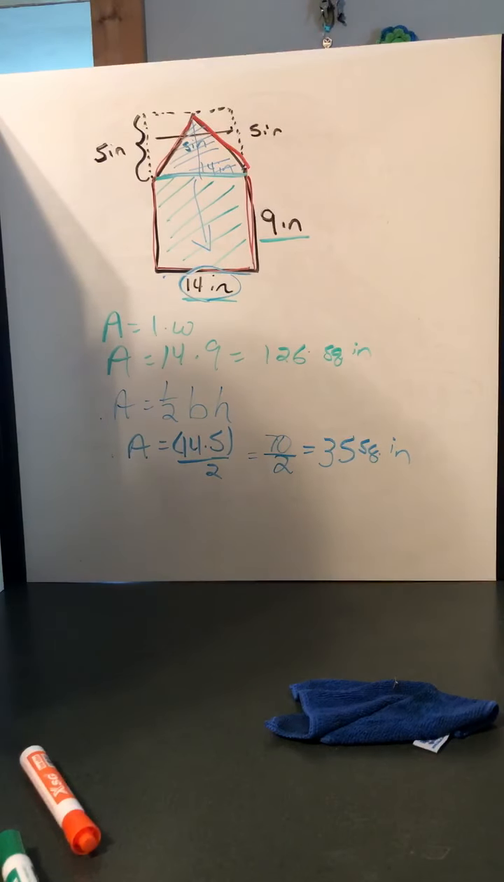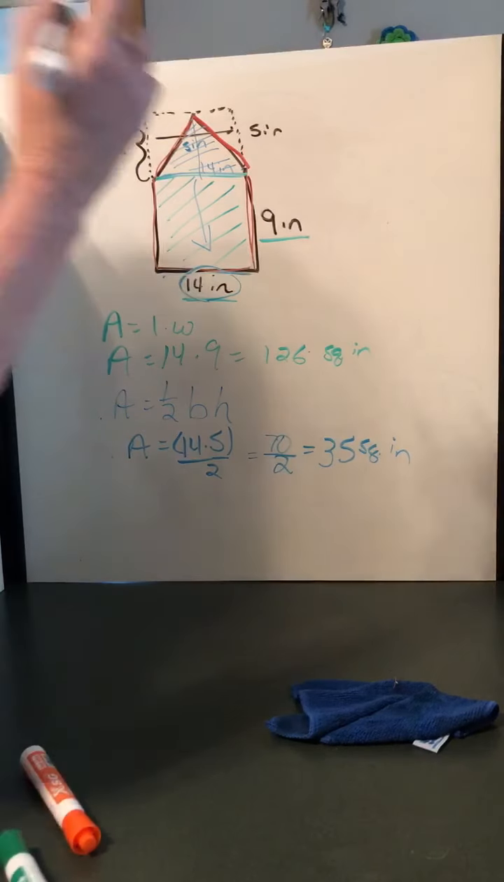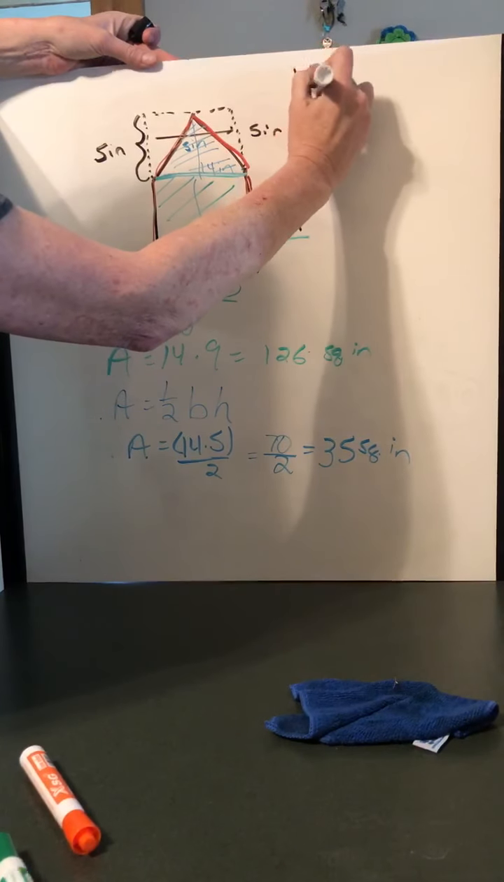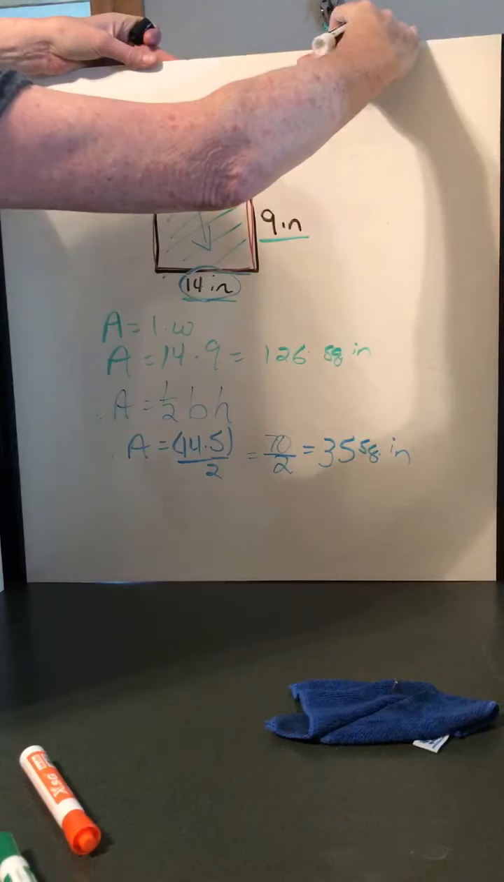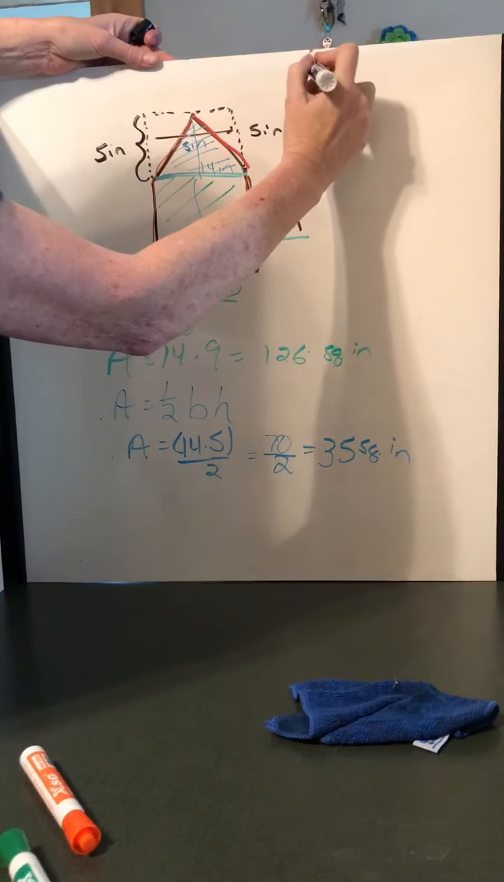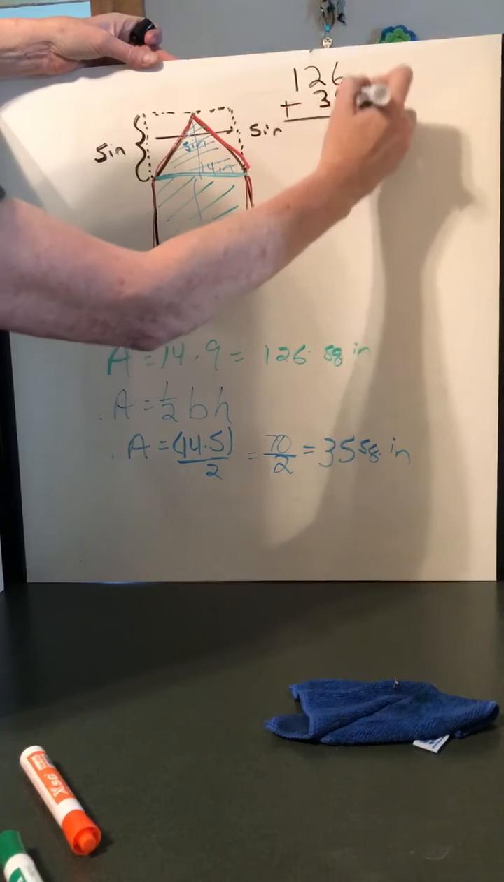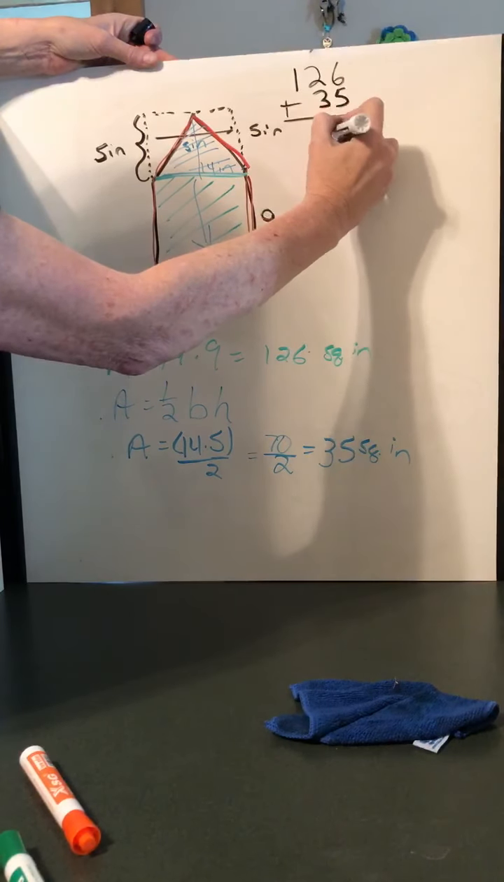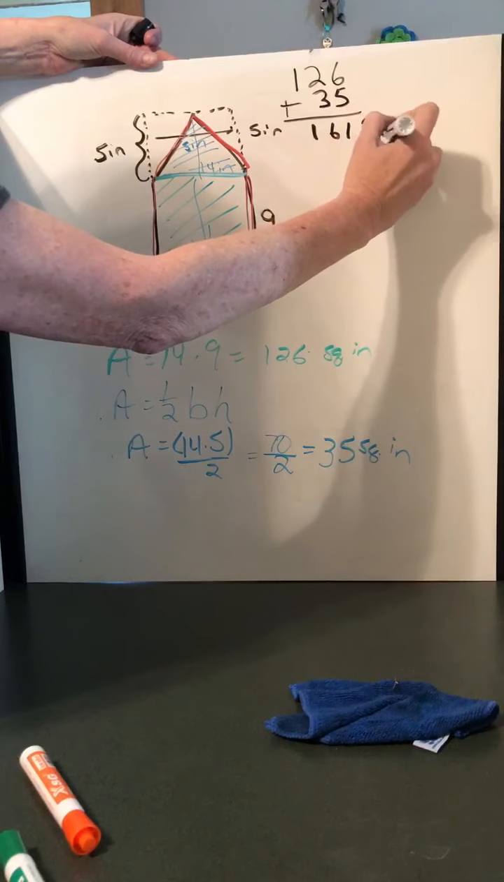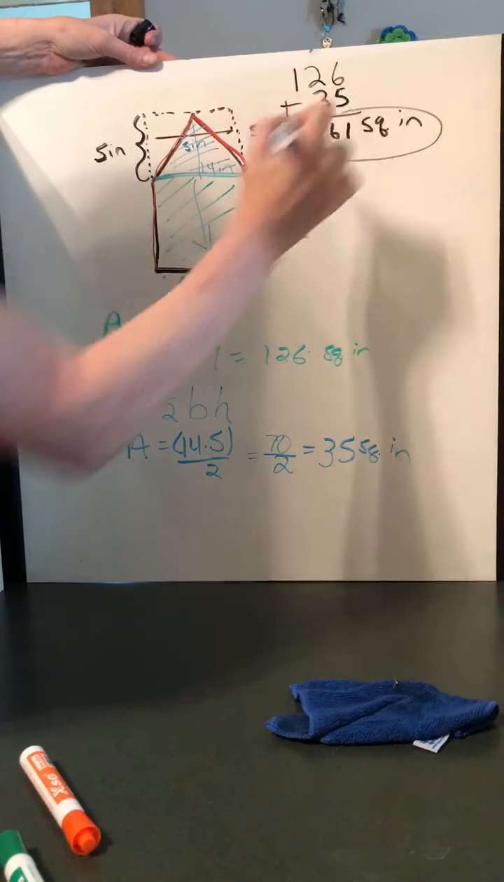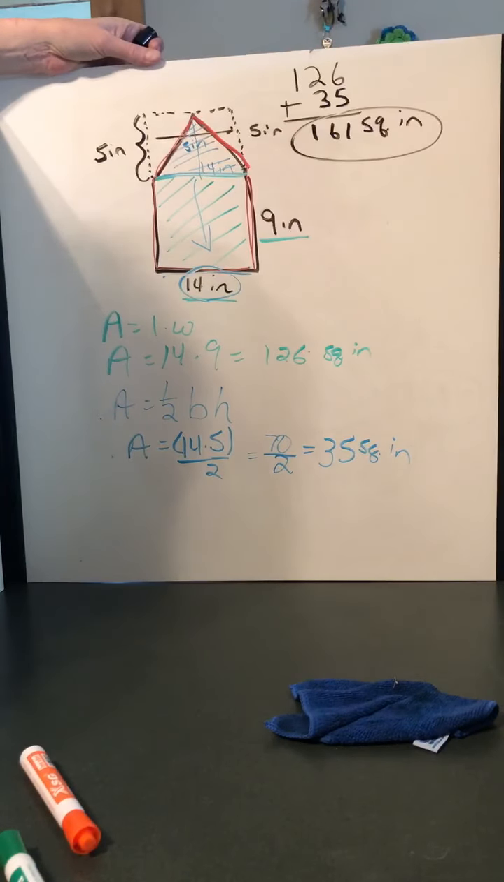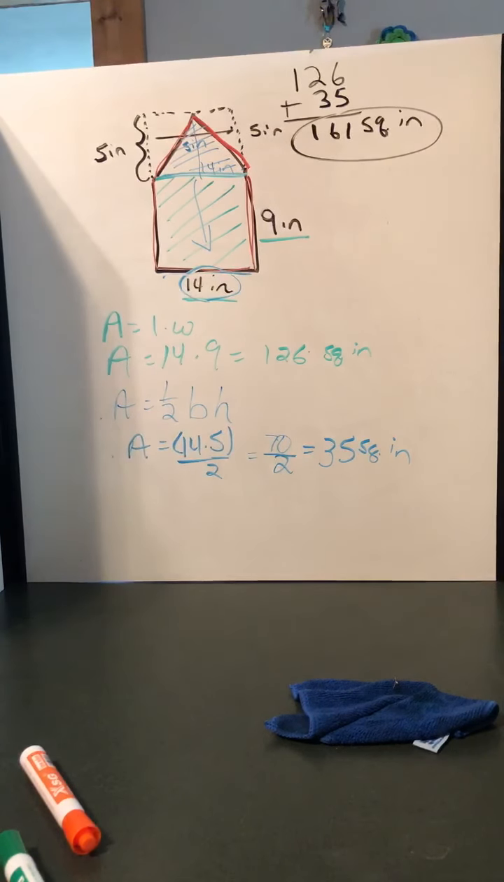So 126, I'm just going to do this up here so we can see it better. 126 for this rectangle plus 35 for my triangle is going to give me 161 square inches when I add those together. Okay, so the composite area for that particular figure is 161. All right, let's try one more.